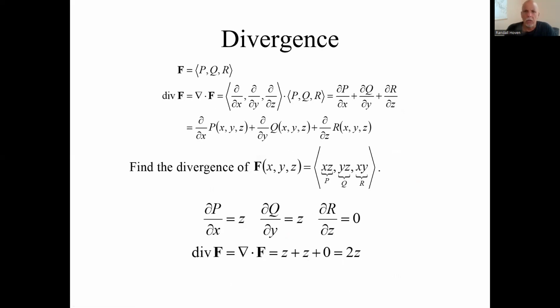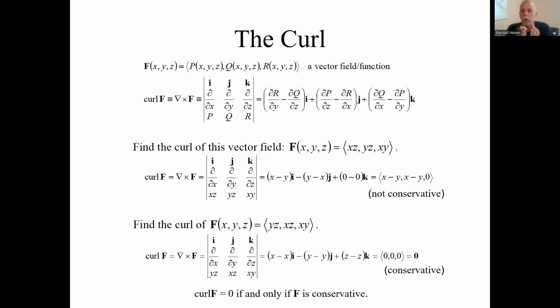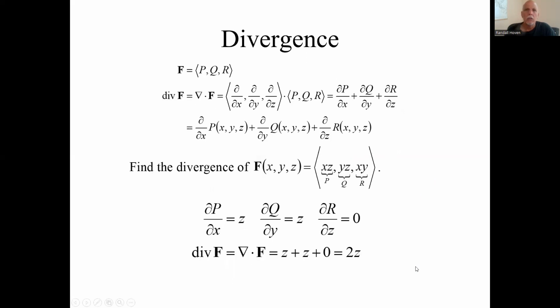Divergence. By the way, the curl operates on a vector and it produces another vector, right? Vector in, vector out. Divergence operates on a vector field and gives you a scalar.